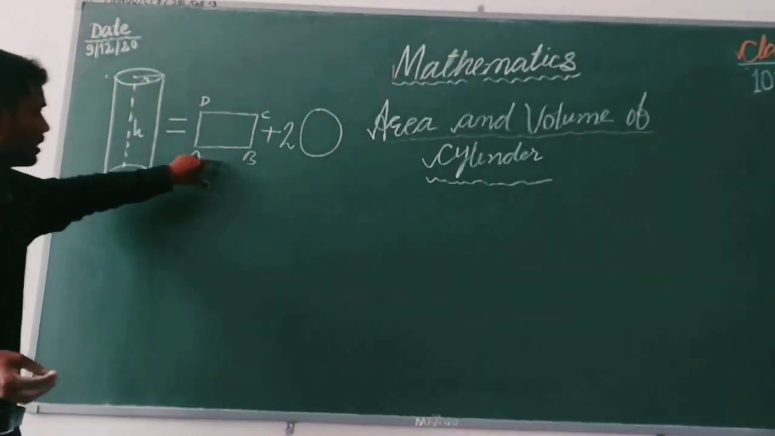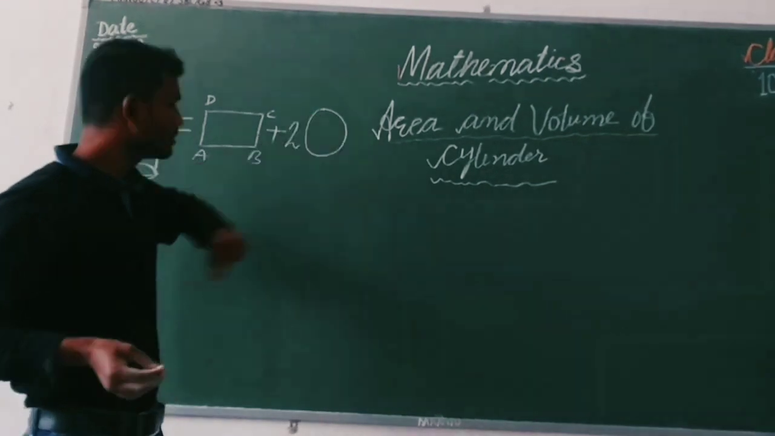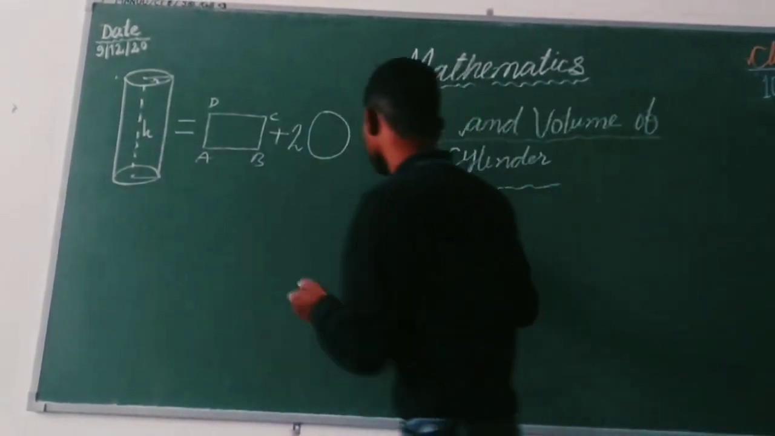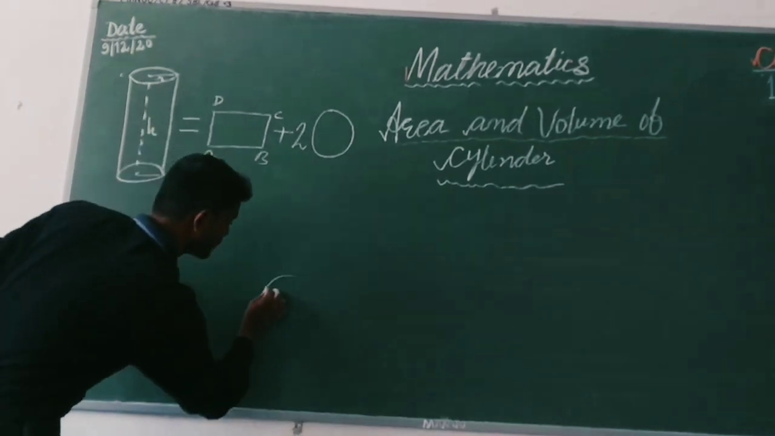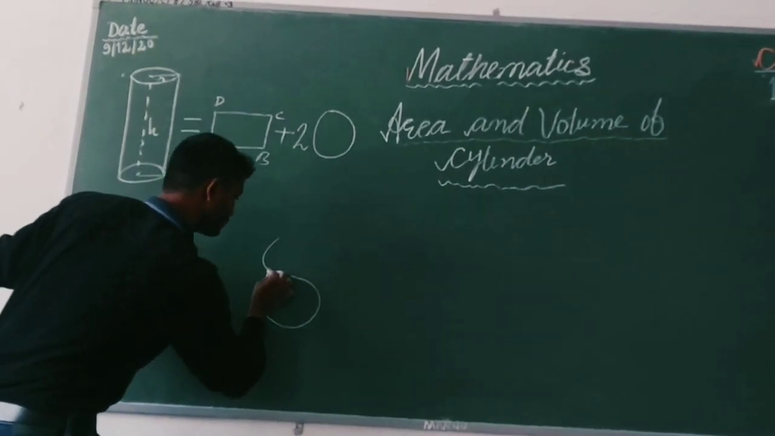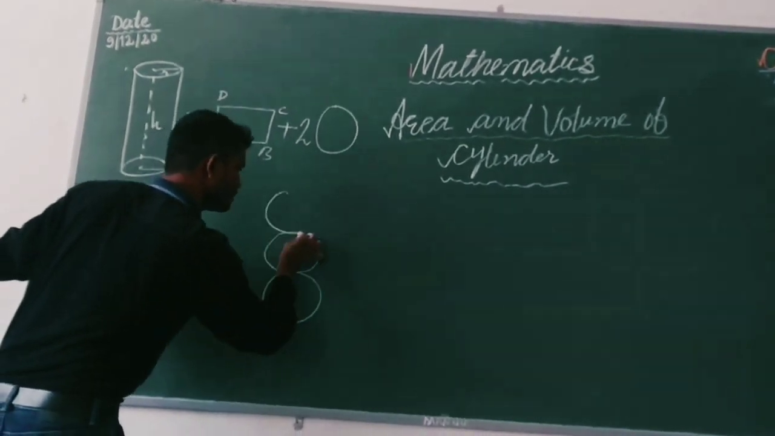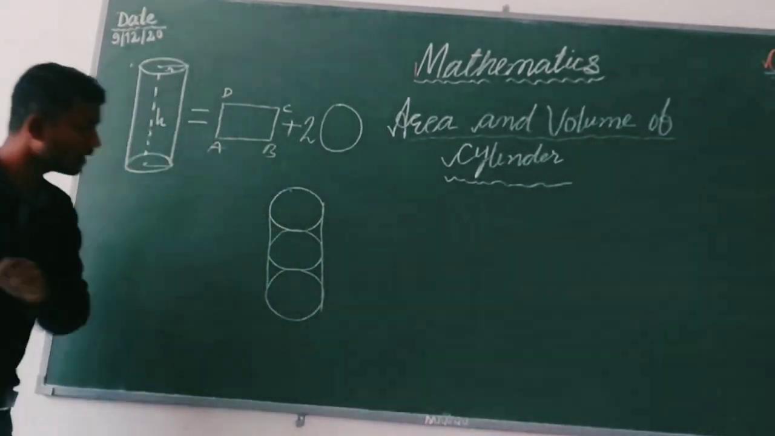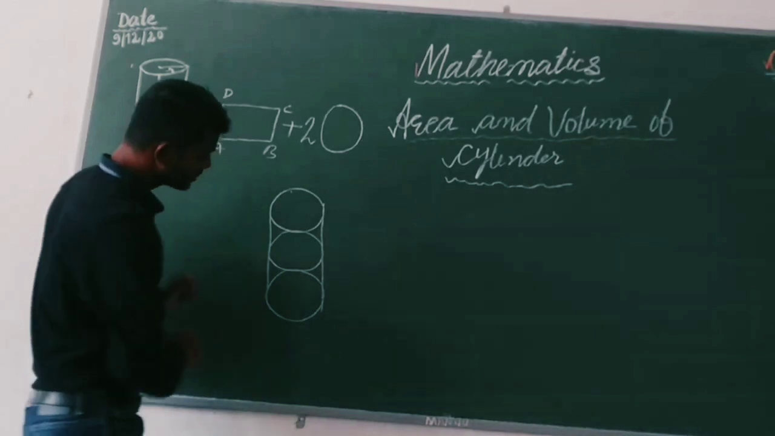A cylinder is made by a rectangle and 2 circles. How do we find the area of a circle? If we make a rectangle, for example, this one is a circle, this one is a circle. If we arrange them, this one is a cylinder.